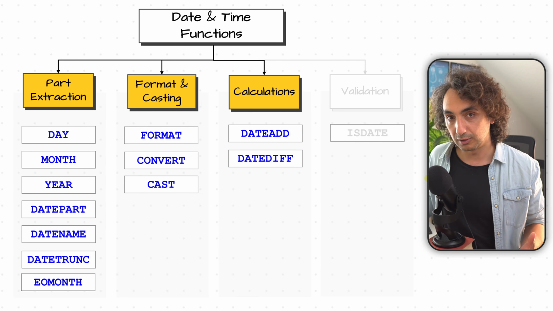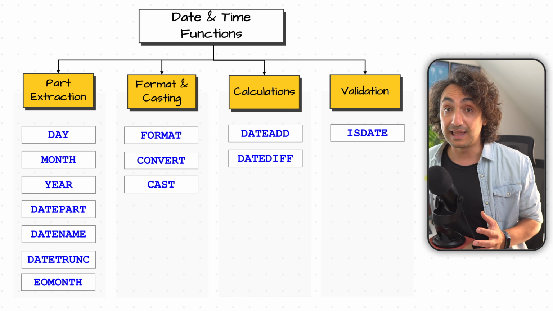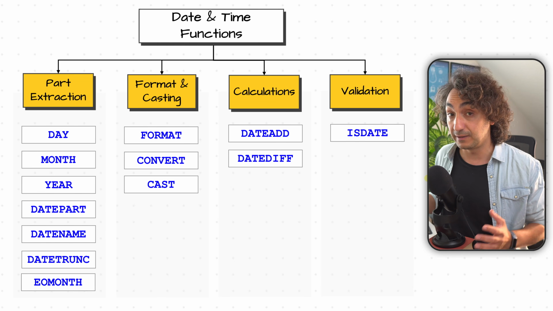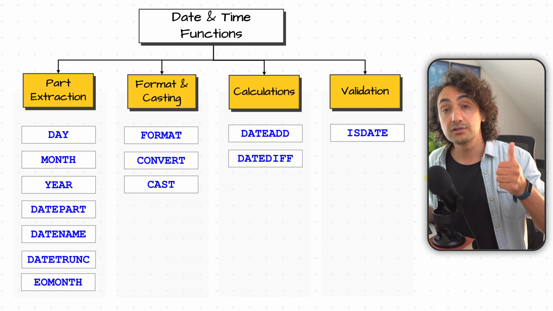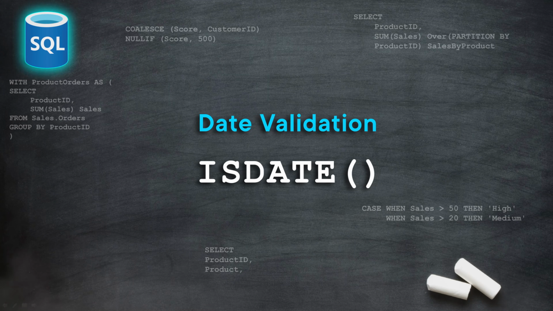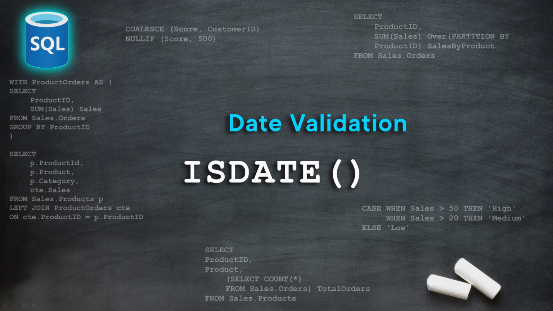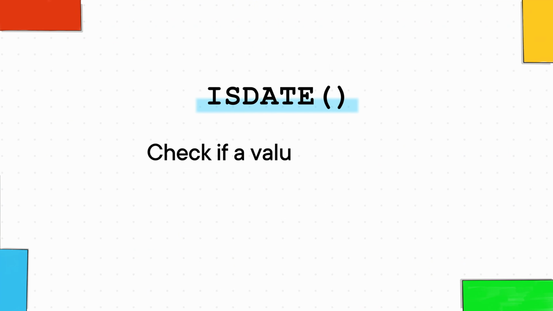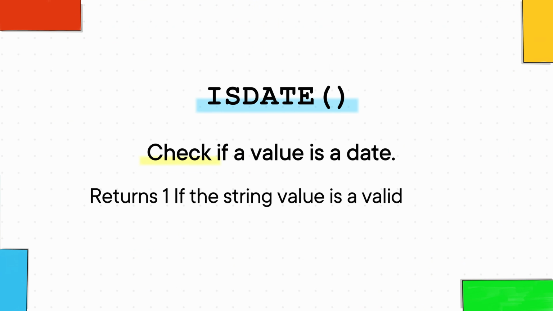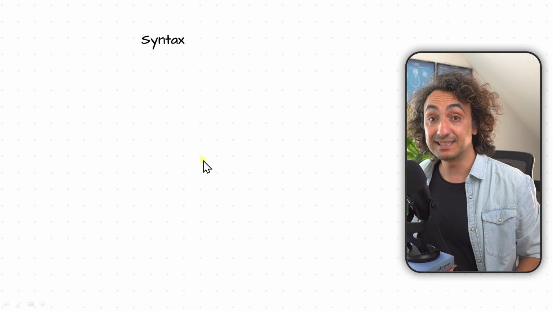Now moving on to the easiest and the last group, we have date validation, and here we have only one function, the ISDATE. So what is ISDATE? The ISDATE is very simple. It's going to check whether a value is a date. It returns 1 if the string value is a valid date, or 0 if it is not a valid date. Okay, so let's check quickly the syntax of the ISDATE.